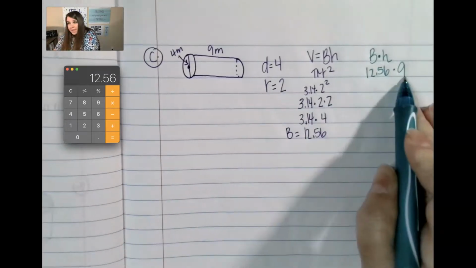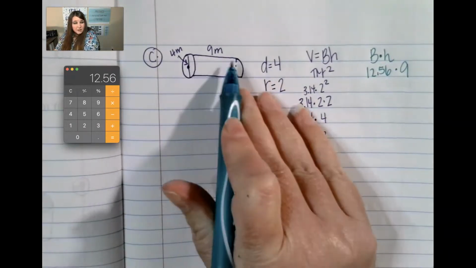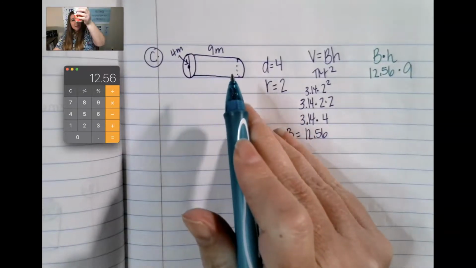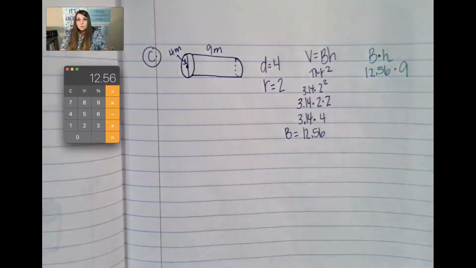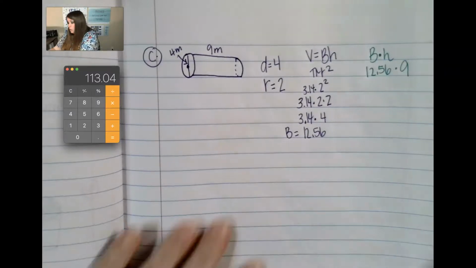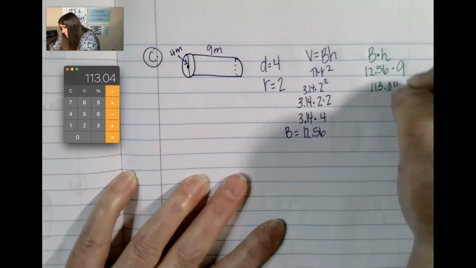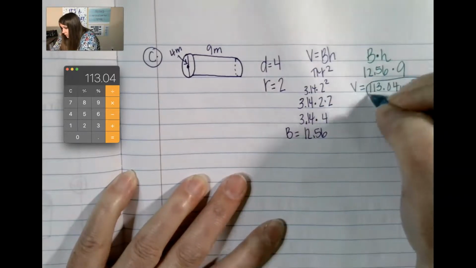So there's our height right here. It happens to just be on its side, because if we were to take this and go from this way to this way, it becomes a height. All right, so 12.56 times 9 gives us a total of 113.04 meters cubed. That is our volume.